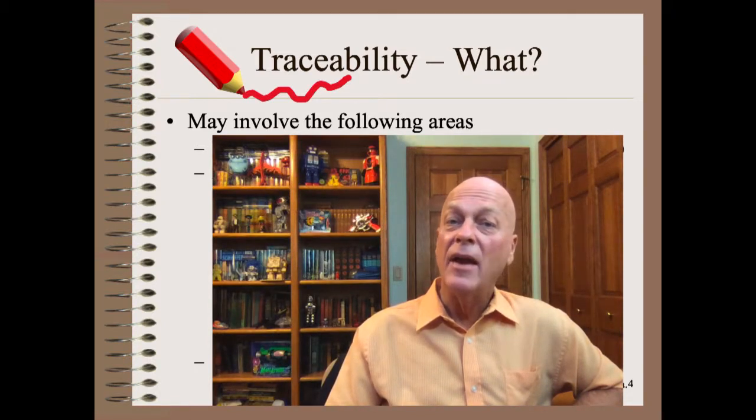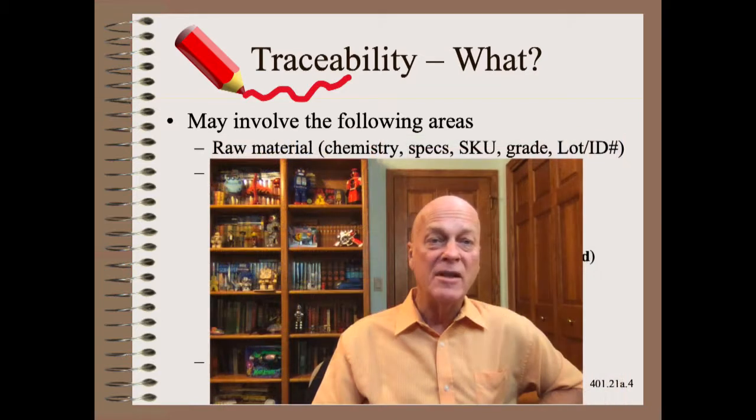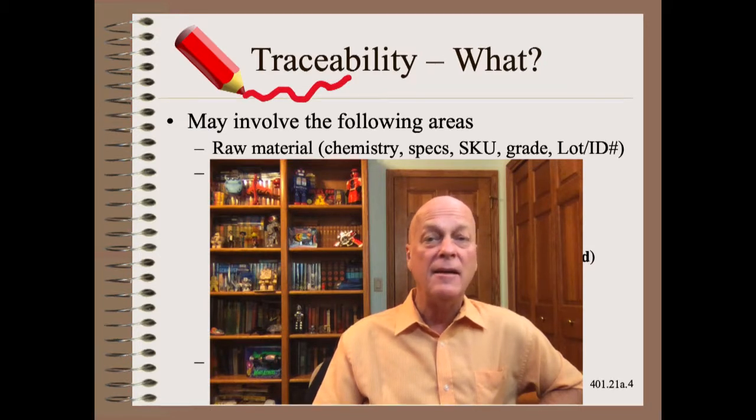Traceability may involve any or all of the following areas, some of which we will cover in the next clips. First is the raw material you receive. This will certainly include chemistries and purchasing specs attached to some SKU, or grade as the paper people call them. It may even be detailed enough to trace to a particular lot or ID from your suppliers. Of course, there may be several raw materials entering your process, and each will come in with their own specs and on their own timing.